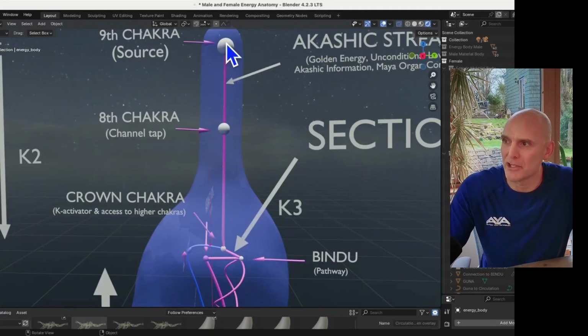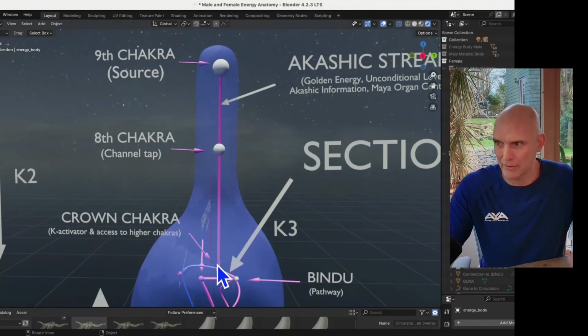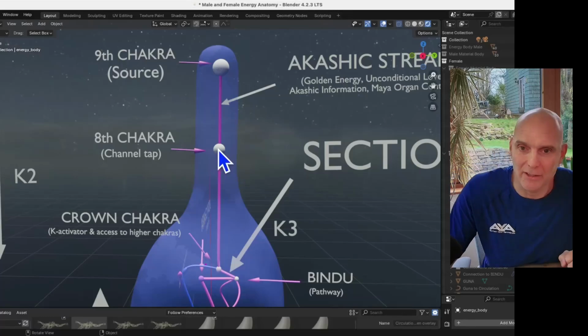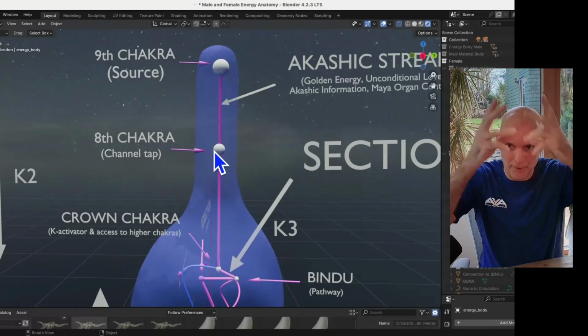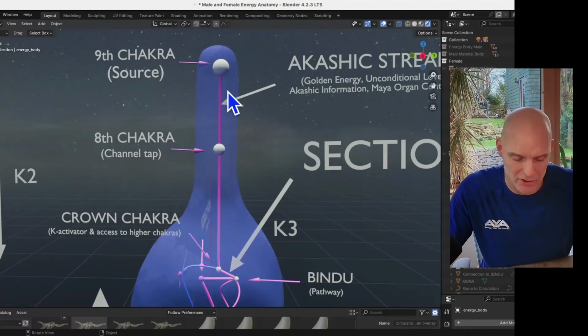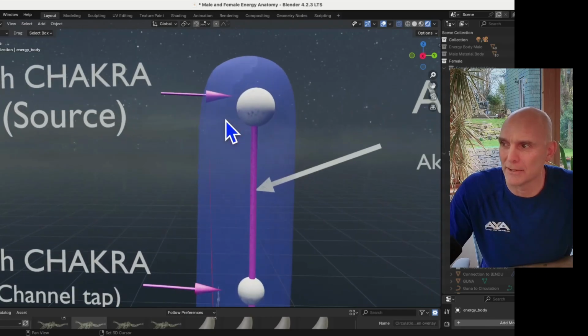And that K2 energy is coming from the 9th chakra there, coming down to the crown chakra. It goes past the 8th chakra along the way. So what that is doing is opening up a channel from the source. The 9th chakra is the connection to the source of the universe.